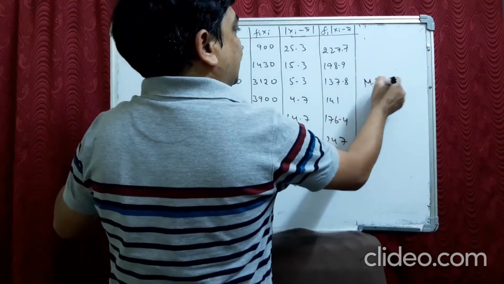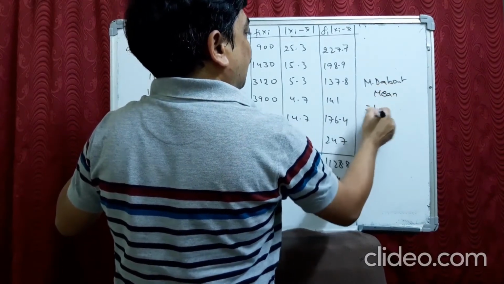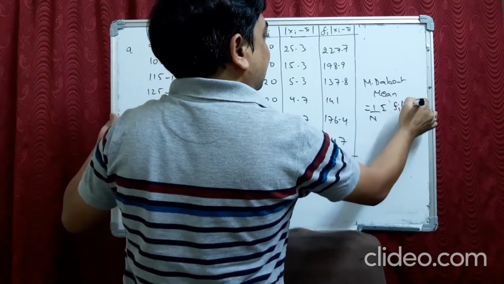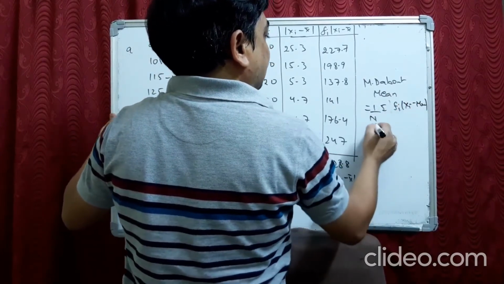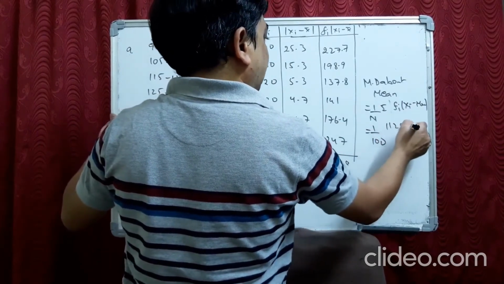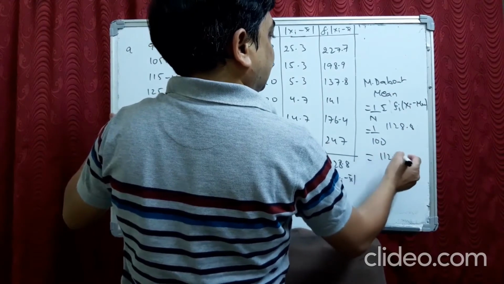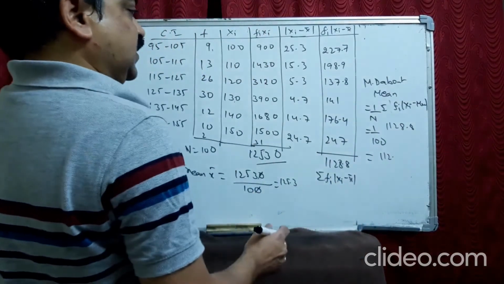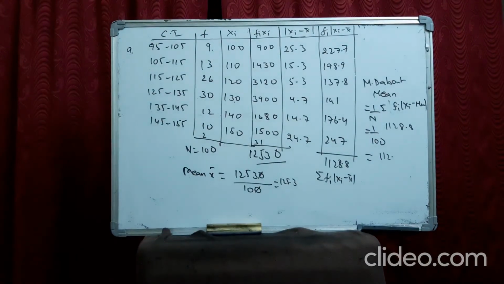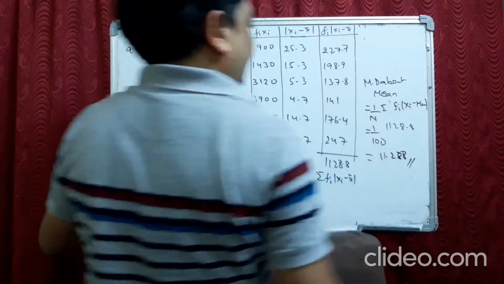Now mean deviation about mean is equal to 1 by capital N sigma fi into mod xi minus mean. So 1 by 100 into this value, 1128.8. It becomes 112. Just a minute. No, it becomes 11.288. Okay.